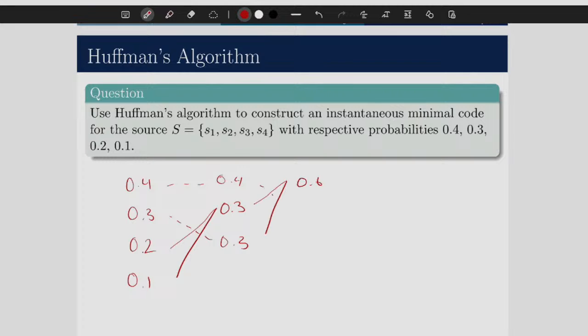0.6, 0.4. I just like to note that I put this 0.3 above this one because we're setting everything higher, right? However, that does not go higher than 0.4 just because 0.3 is not greater than 0.4. And then these two get added together into 1. What we're going to do here is say the top is going to be 0, the bottom's going to be 1. 0, 1, 0, 1, 0, 1. And this can become our code, right?